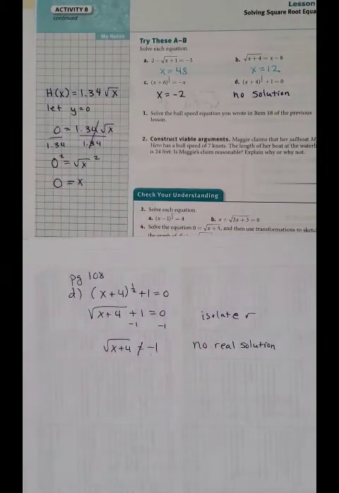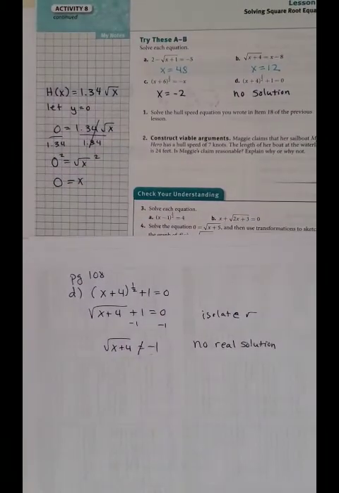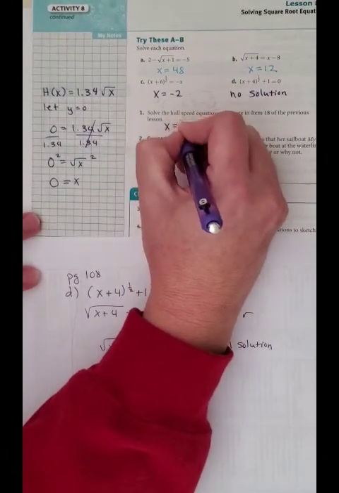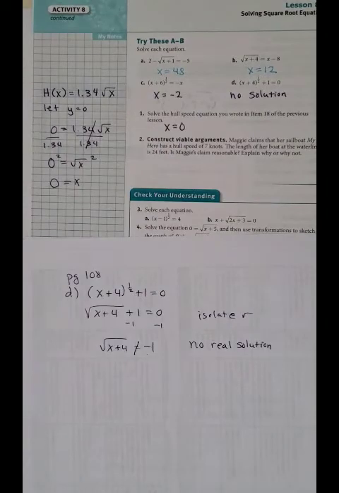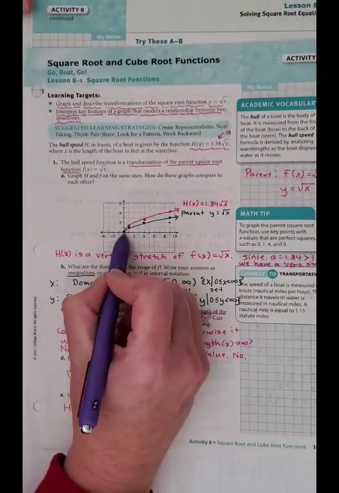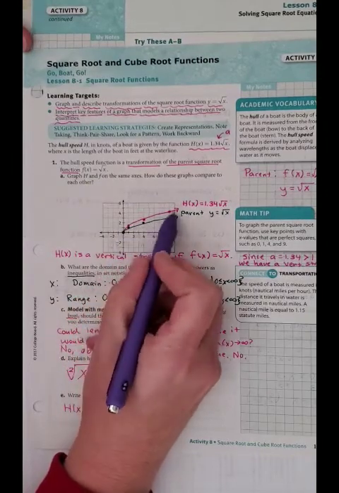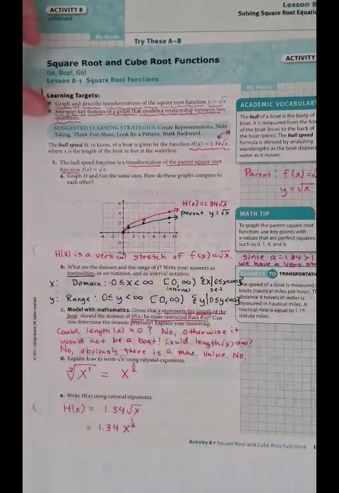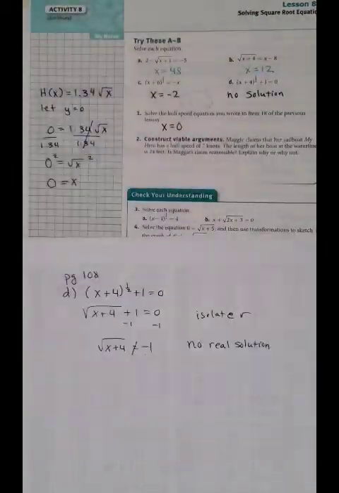And so the solution to this equation is at x equals 0, which if we look back at our graph, the solution was at x equals 0. That was the only point at which this square root function touched the x-axis.